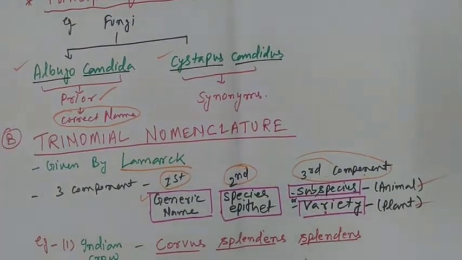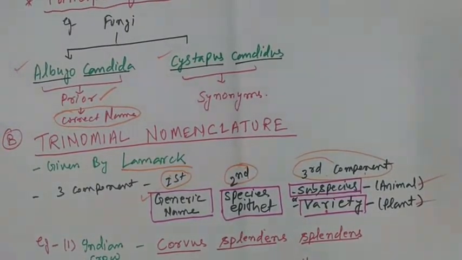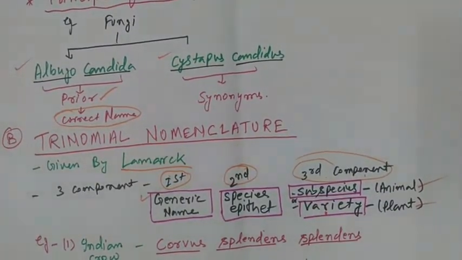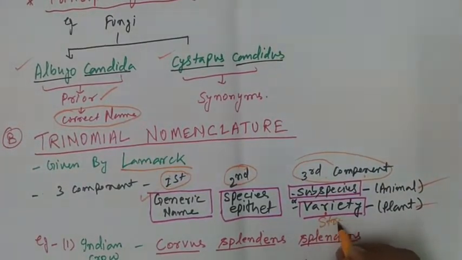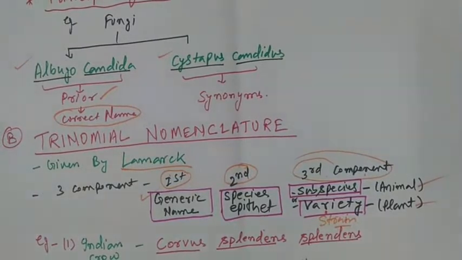किसको represent करेगा? Varieties को represent करता है. उसी तरह से अगर माइक्रो ऑर्गेनिज्म ले रहे हैं तो थर्ड कंपोनेंट किसको represent करता है? ये strain, strains को represent करता है.